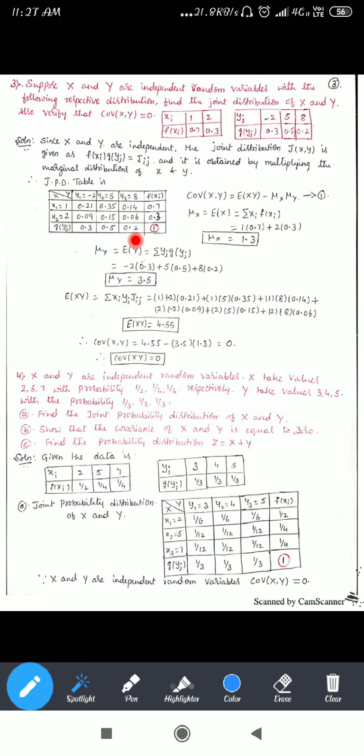So the thing is here in red pen they wrote 1. So this one is important. 0.7 plus 0.3 you'll get 1. Next, 0.3 plus 0.5 plus 0.2 is 1.